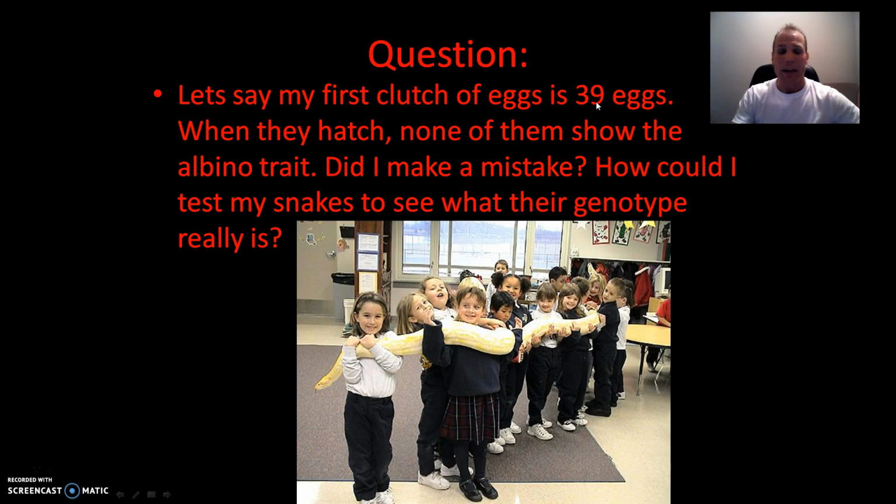10. And none of them, not 10 or 9 or 8 or 7, 6, 5, 4, not even 1 is albino. Statistically, I'm starting to think I got screwed here. But how can I prove him wrong? I want you to pause this and think, how could I test what the genotype of my hybrid male and hybrid female are, if they really are hybrids? Pause this and think about that long and hard, please.